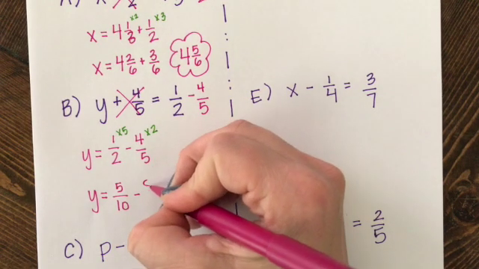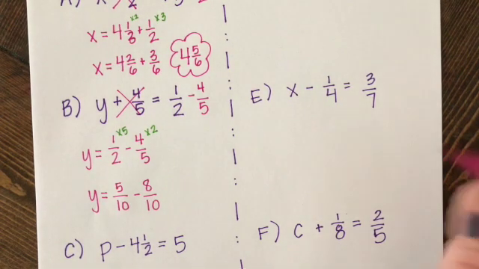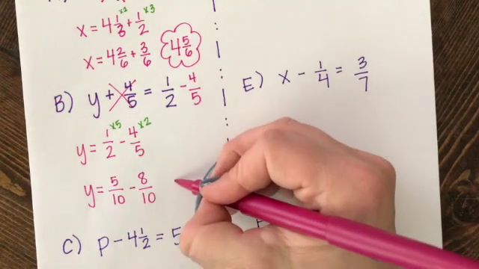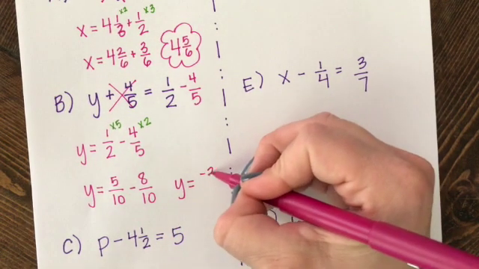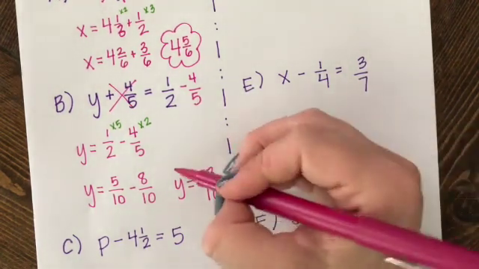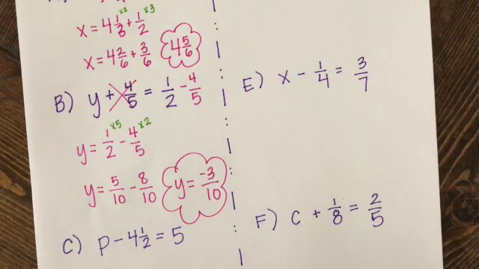5/10 minus 8/10. And then you might be thinking, well, how can I do that? Because this one is less. Well, all that means is that we're going to use our integer rules. 5 minus 8 is -3/10. Can I simplify that? Nope, they're not divisible by anything the same. So that is my answer.